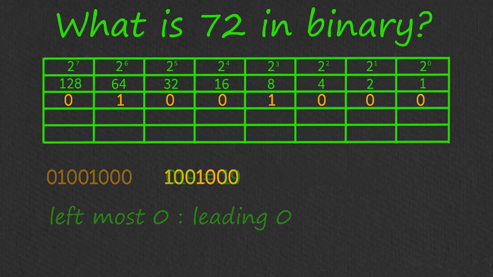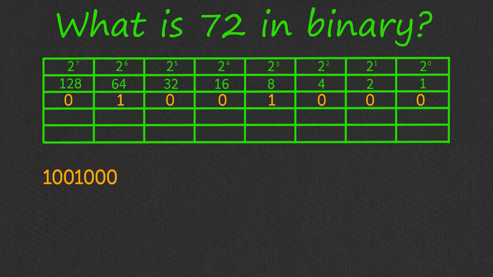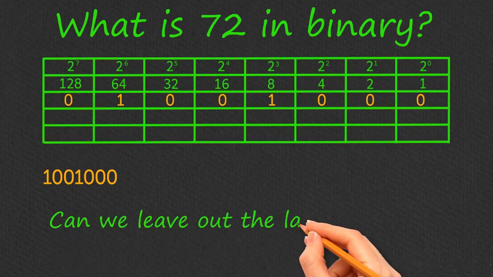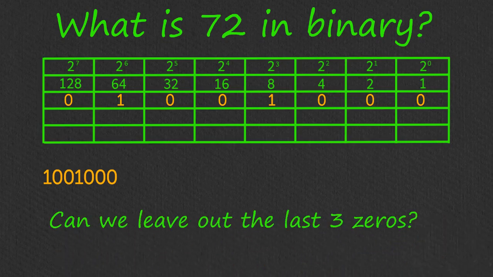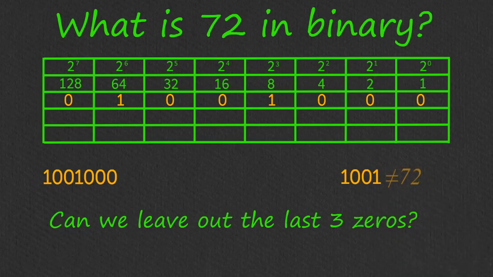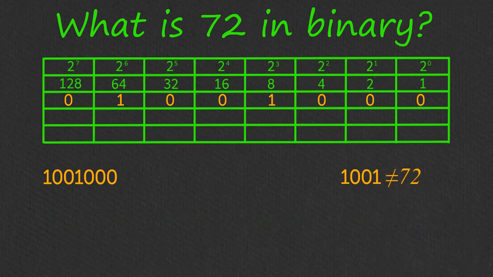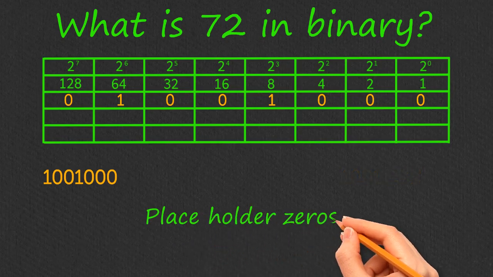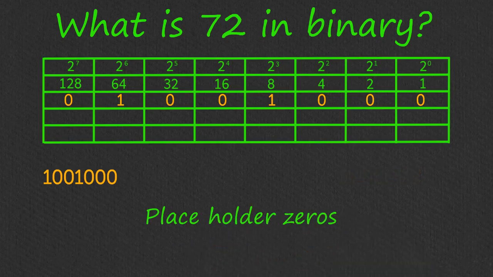Next question. Do I need the zeros in the other place values in the binary number? Can I also leave out, let's say, the last 3 zeros? Well, the situation with those zeros is slightly different. If we left them out, we would have the binary number 1001, which is definitely not equal to 72. These zeros are the placeholder zeros and are absolutely vital in helping us build the correct decimal number.